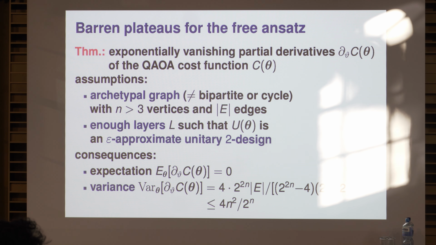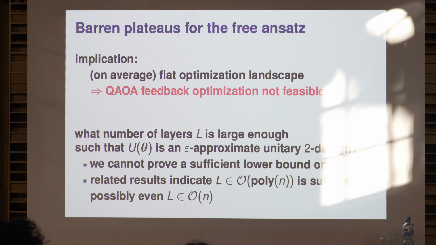Essentially this uses some earlier result of Martin and Marco, and the essential clue why this works is because the Lie algebra is exponentially large. We want to have exponentially large Lie algebras because we want to do quantum computing, but here it's really hurting us. So as mentioned, on average, we have a flat optimization landscape.